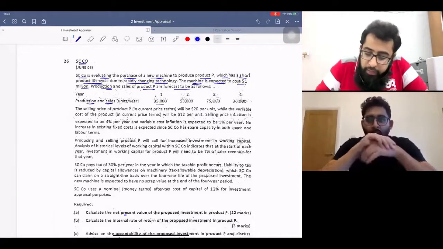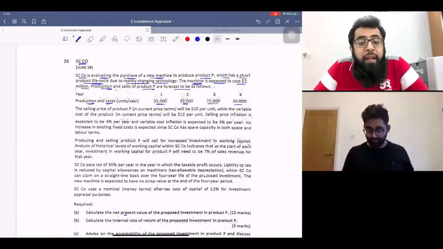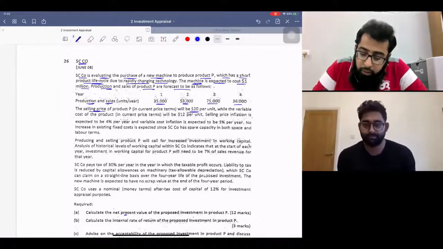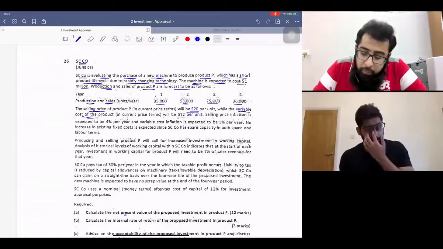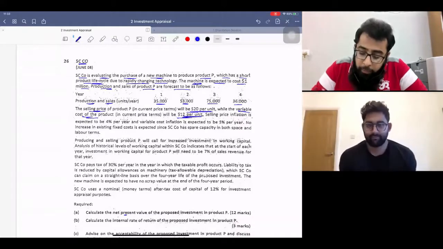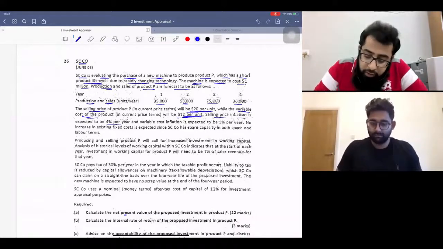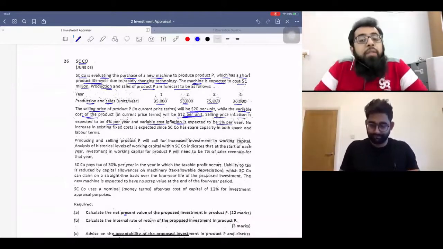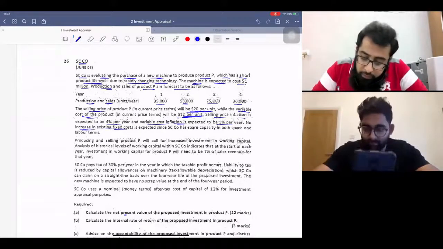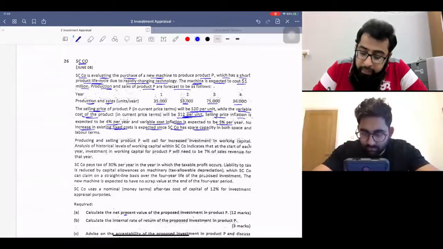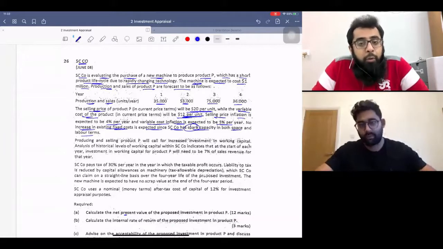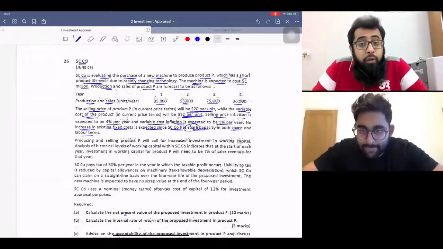Production and sale units are 35,000, 53,000, 75,000, and 36,000 units. The selling price will be $20 per unit, while variable cost will be $12 per unit. Selling price inflation is 4% and variable cost inflation is 5%. No increase in fixed cost is expected since SC company has spare capacity in both space and labor terms. The fixed cost will not be incurred, no relevant fixed cost.